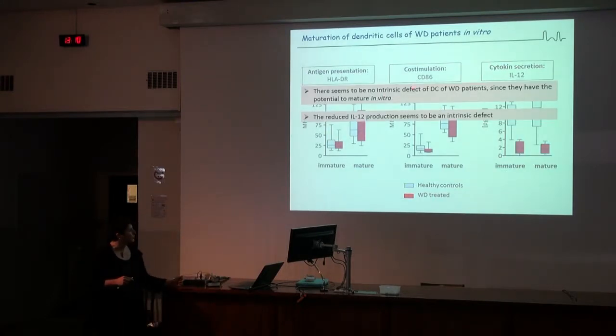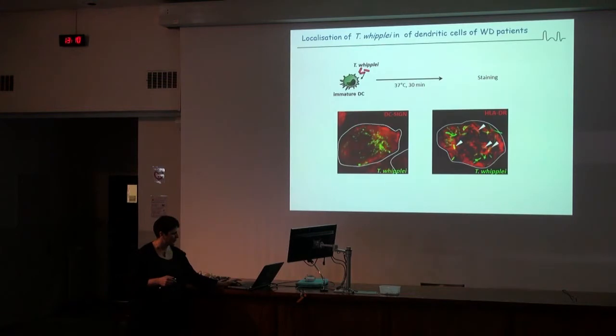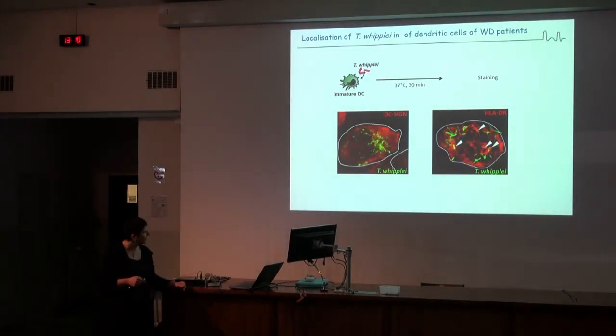So there seems to be no intrinsic effect on the dendritic cells to mature. This might be a problem of the milieu of the serum when they show a deficient maturation, but the reduced IL-12 production seems to be an intrinsic effect on the Whipple's disease patients' dendritic cells.